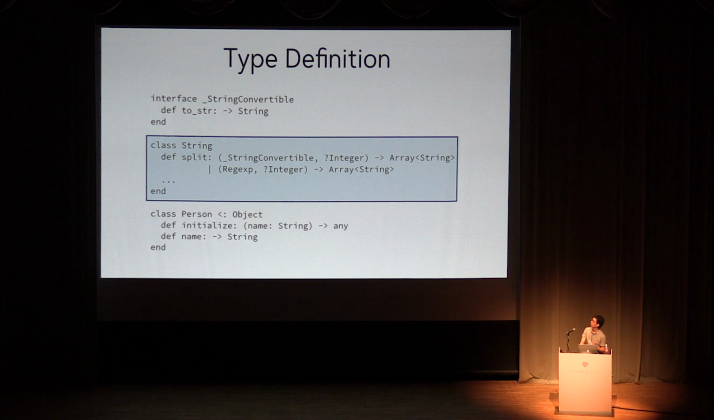The second one defines String. It has a split method, and it is overloaded. The first pattern receives a _StringConvertible instance and an optional integer, and returns an array of strings. The vertical bar connects another method type. In this case, it receives a regular expression and an optional integer again, and also returns an array of strings. The optional parameter is prefixed with a question mark.